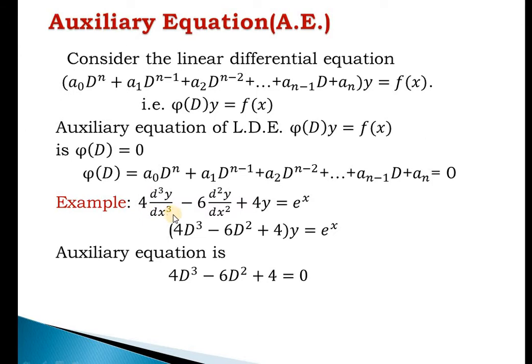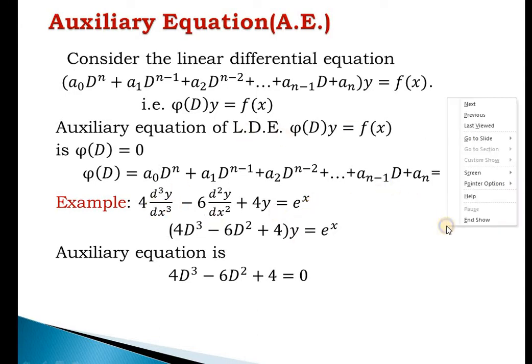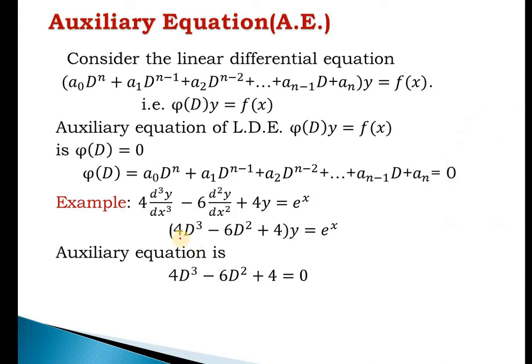See the equation 4 d cube y by dx cube minus 6 d square y by dx square plus 4y is equal to e raised to x. I can write this differential equation in the standard form, or in the form of capital D: 4D cube minus 6D square plus 4, into y, is equal to e raised to x. So this is my phi of D into y is equal to f of x.